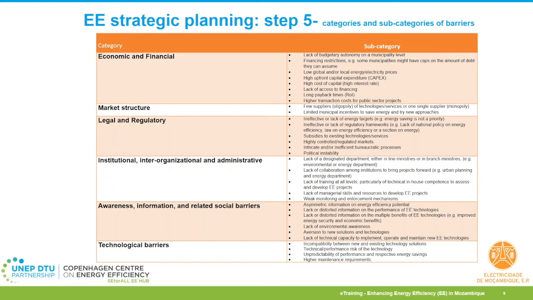As I said, you have a huge number of barriers, which are normally divided into categories, but also under each category, you have subcategories. We have a long list here. I'm not sure you're able to see, but once again, this is included in the source book that we have previously. You have economic and financial, which is a category. Then you have the subcategory, which is lack, for instance, of budgetary autonomy on a municipal level. It could be high upfront capital expenditure, high cost of capital, high interest rate, and so on. So under this economic and financial category, you have a number of subcategories that you need also to identify, so you can know how to design the measures in order to remove these barriers.